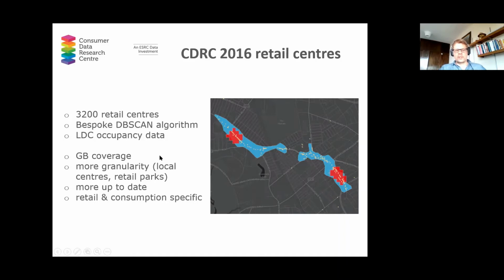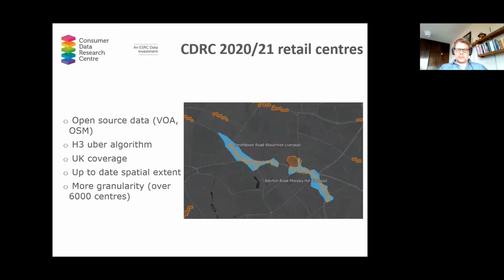They were also very retail and consumption specific, which means that we didn't use any employment areas. However, another 5 years have gone by. Retail centers have still changed a little bit since that time, but we believe that they will change even further and faster in the near future, given the pandemic, large closures of retail centers, conversion into different uses, and so on.